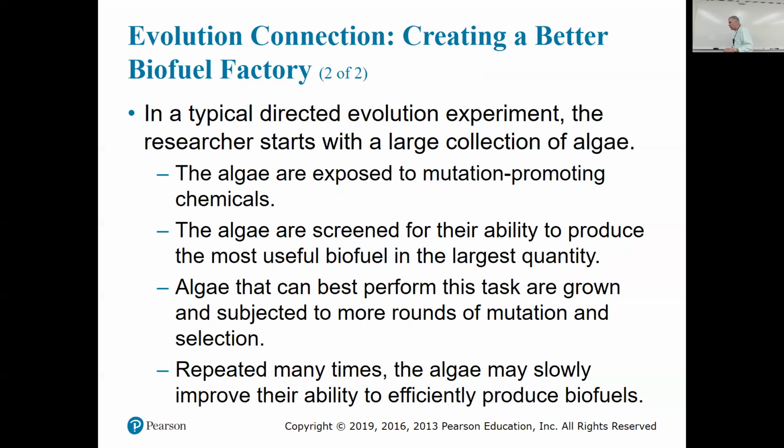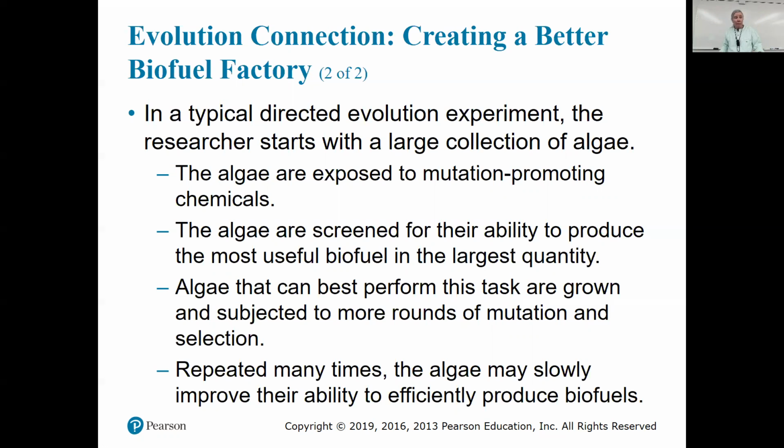So in a typical directed evolution experiment, which starts with a large collection of algae, they're exposed to mutation-producing chemicals. We're going to get into mutations later on. These are errors in copying DNA. There's always this background level of error, because the enzyme that copies DNA, called DNA polymerase, is not perfect. There isn't any enzyme that's perfect. There's no process that's perfect going on in your body. So it makes errors all the time regardless of other factors.